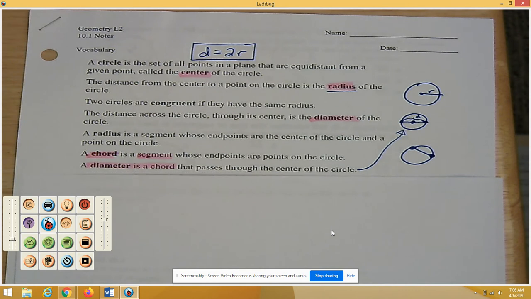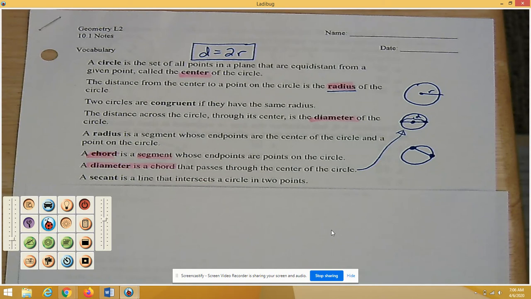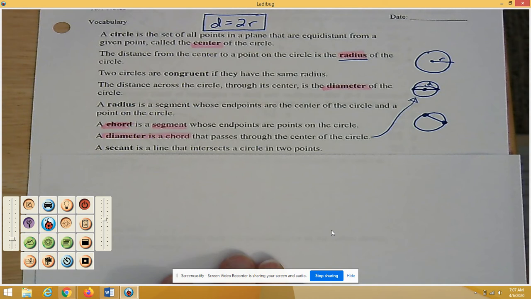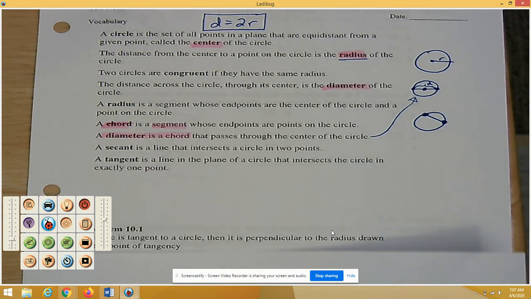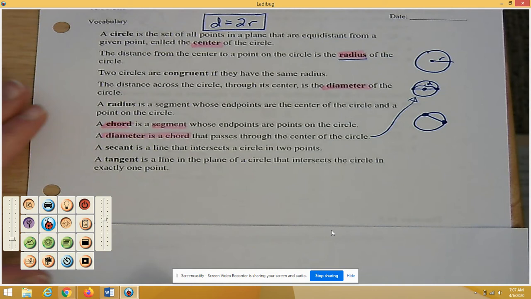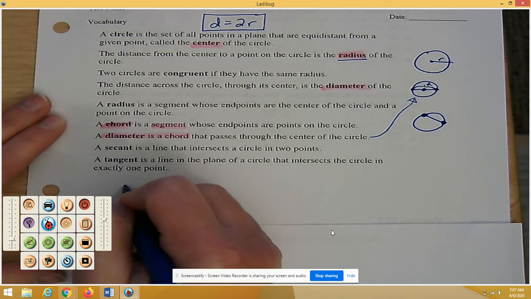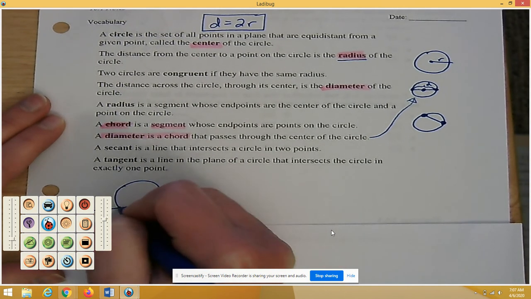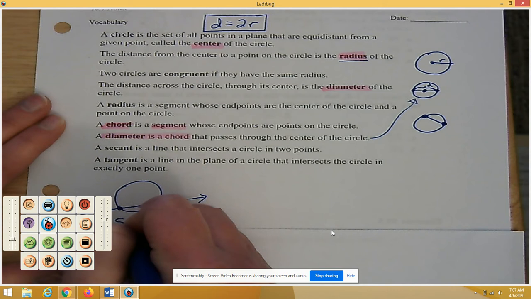And we have a couple more vocab words. So far, everything that we've talked about are segments. So segments have definite endpoints. That is different than the next two terms. So a secant, and I know it looks like a weird word, but a secant is a line that intersects a circle in 2 points. So I'm going to move this away, and we'll talk about tangent in a minute. But a secant is an extension of a chord. So here's a circle, and then you're going to just draw a line through the circle. And this is an example of a secant.